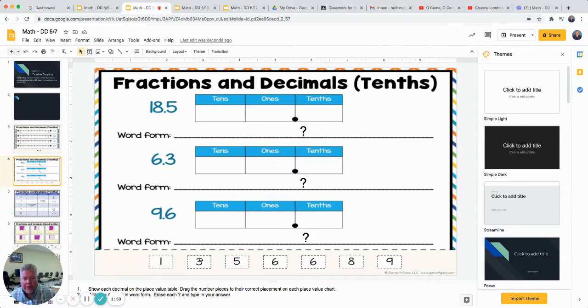This one, we are moving the numbers up and putting them in place value. Just imagine this is a place value chart. 18 and 5/10. How many 10s do I have? I have 1 10. How many 1s do I have? I have 8 1s. How many tenths do I have? I have 5 tenths. Super duper easy slide. You should get that done, no problem.